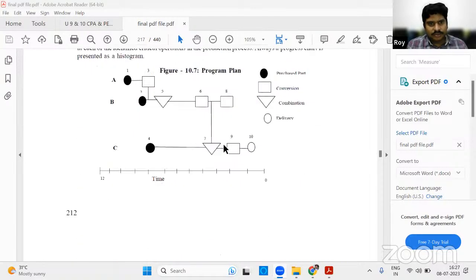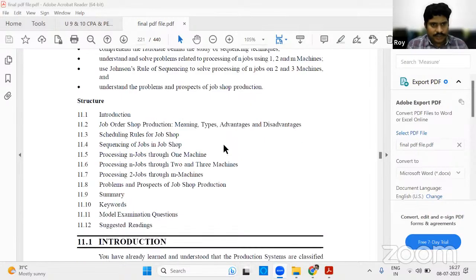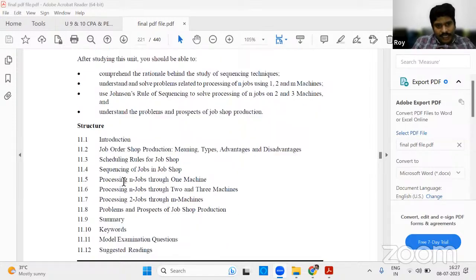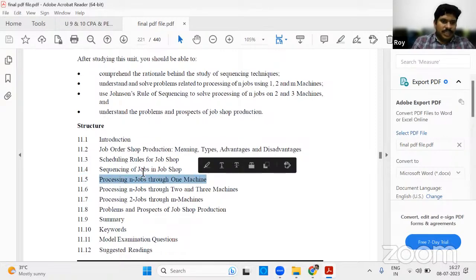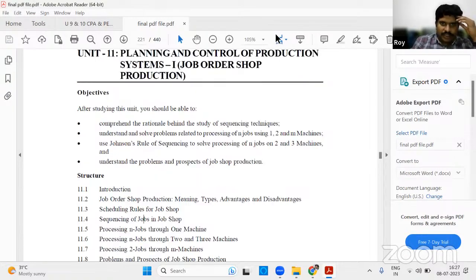Last week? No, sir, no problems were started. Okay, where is this sequencing? Yes, I'm looking for planning and control of production systems. In that, we will be seeing processing n jobs through one machine. These rules I will go through first. Now we are in the 11th unit. Plant layout is done, job shop, all this is done. Now I will take you to this.